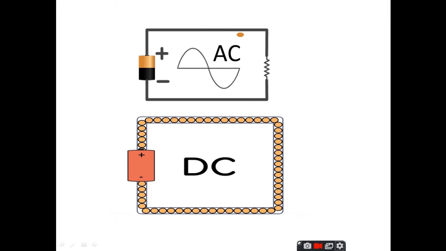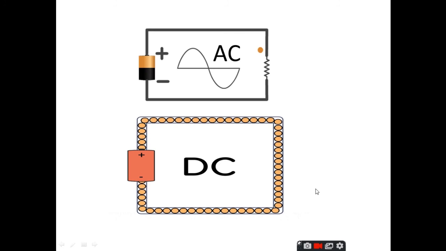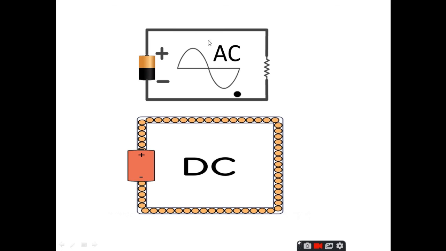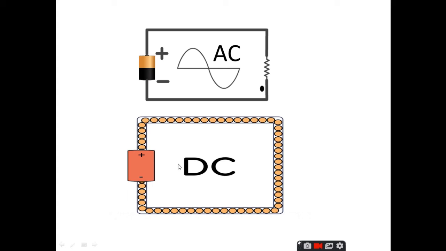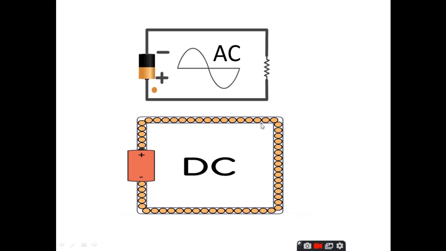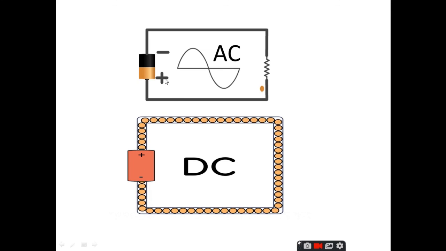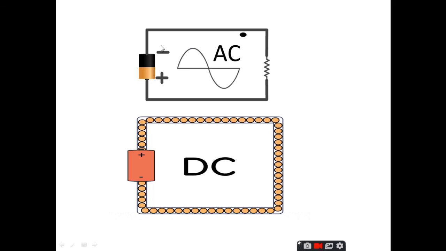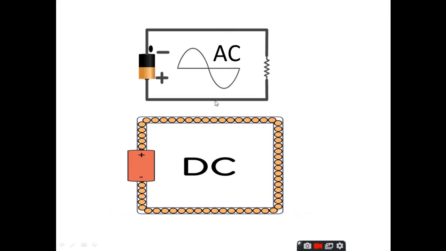So here is a small demonstration of how AC and DC current flow. This first circuit represents the AC current flow and the second one represents the DC current flow. In the case of DC, the electron flow, or the current, is unidirectional, meaning it is not changing its direction. It is going in one direction only, always. But in the case of AC, the current is alternately changing its direction, from positive to negative and negative to positive.